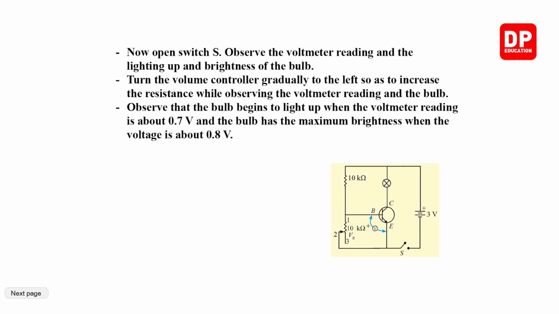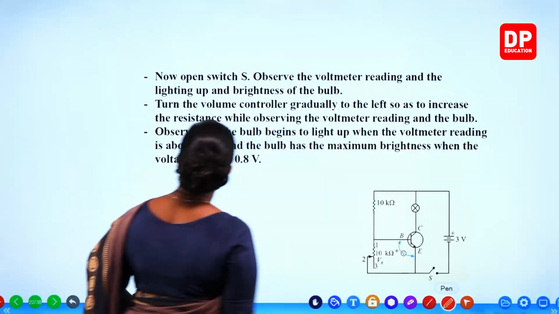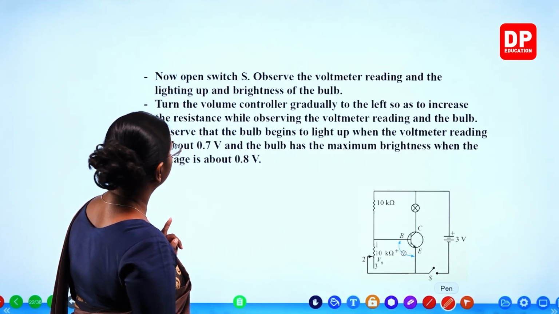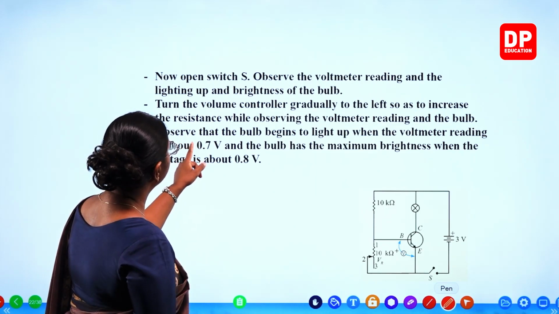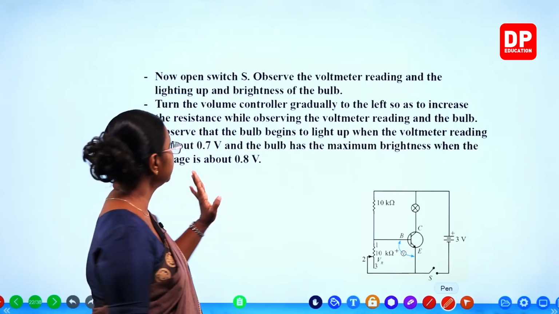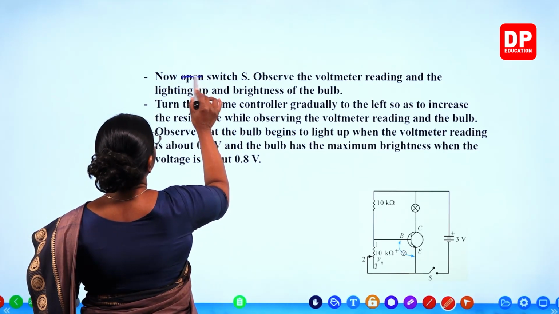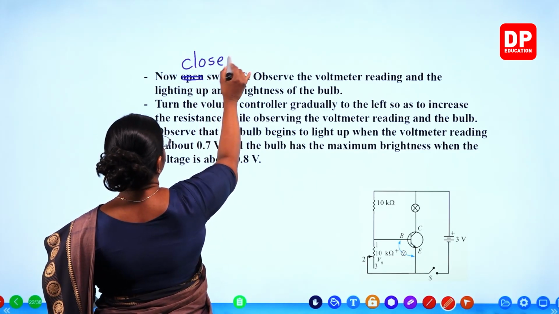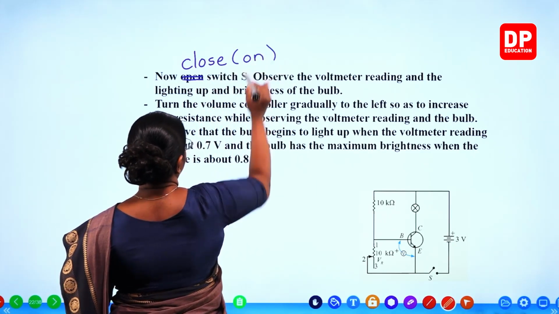Here also we have the same diagram. I have explained this to you all. Now here you can see, open switch S, observe the voltmeter reading and the lighting up and brightness of the bulb. Here there is a printing mistake, students. This should be close the switch, close the switch or on the switch.